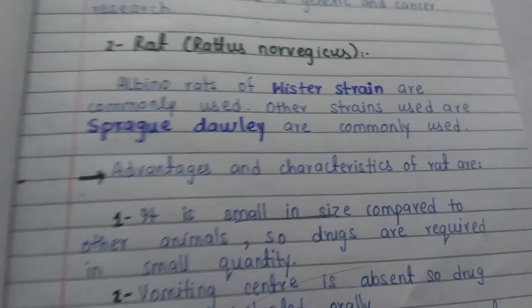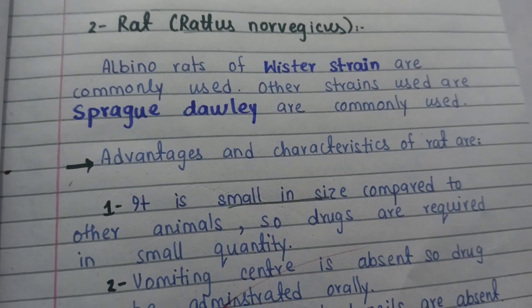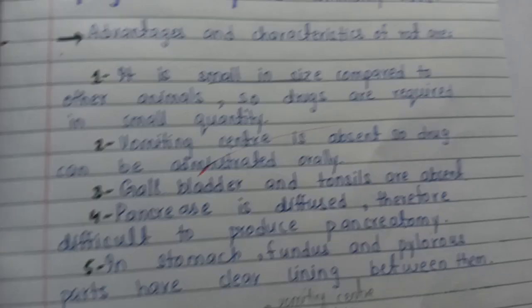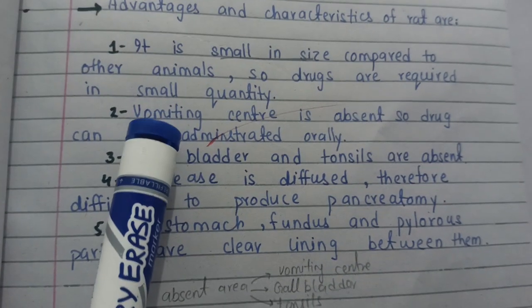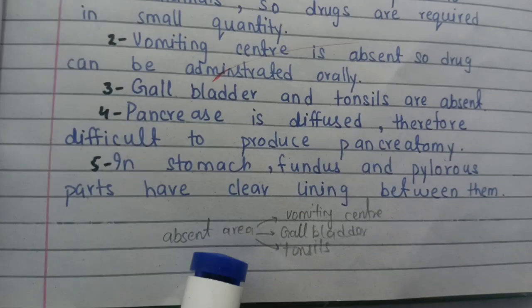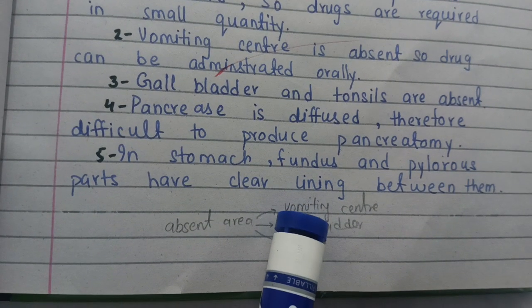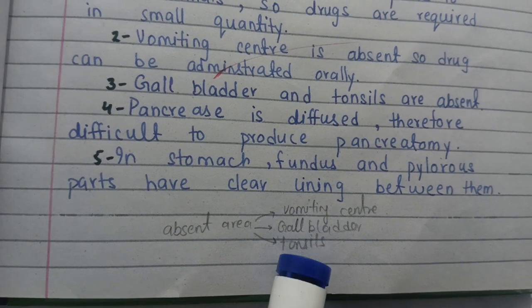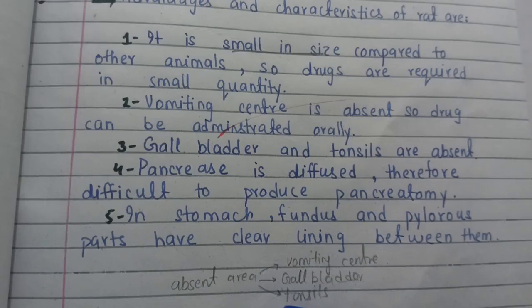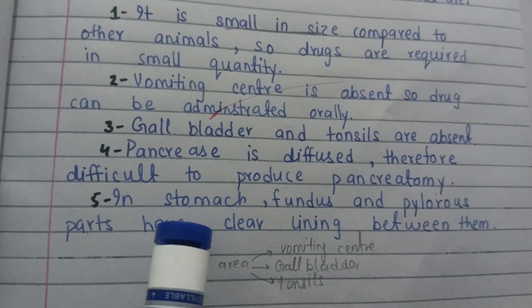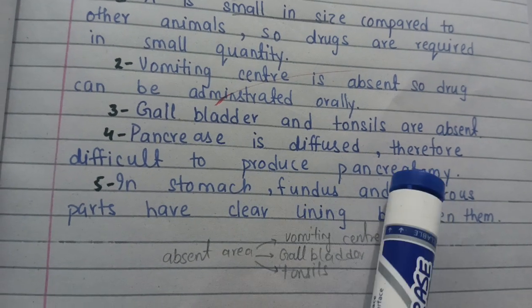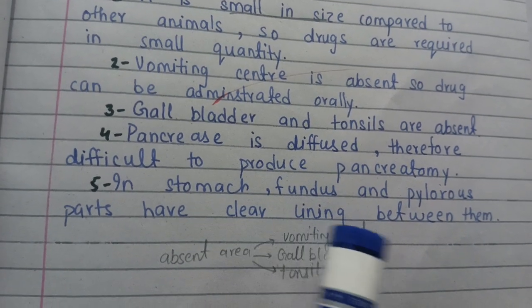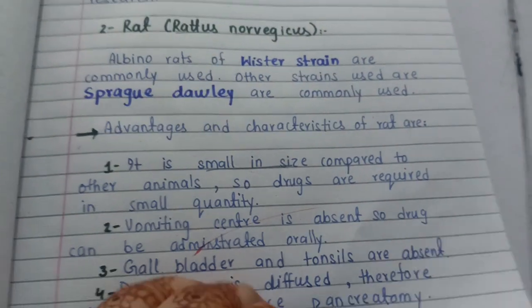So similarly, the second animal is the rat. Rats are small in size, that's why they are in use. And the most important thing is they have some areas absent, like the vomiting center is not in them, and the gallbladder and tonsils are not present in them. This is the benefit. And in the stomach, in the fundus and pylorus, which are parts of the stomach, they have a clear lining between them. This is the special thing about the rats.